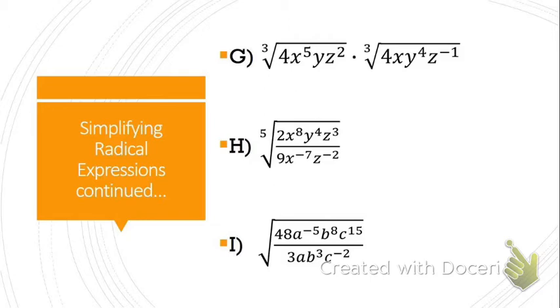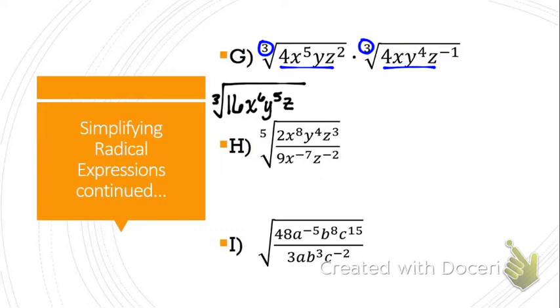All right, so let's go through part G here. Where do I want to begin approaching this problem? Under the radicals. We're going to multiply these pieces together under the radicals. They have the exact same index, and so I'm allowed to do that. If they did not have the same index, I couldn't do it. So I'm going to have the cubed root of 16 x to the 6th, y to the 5th, and then z.